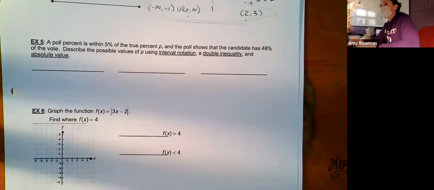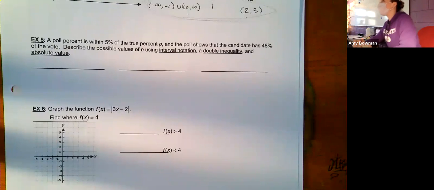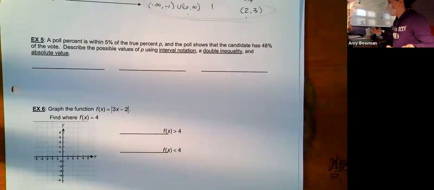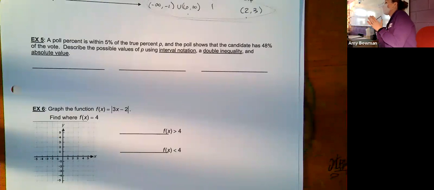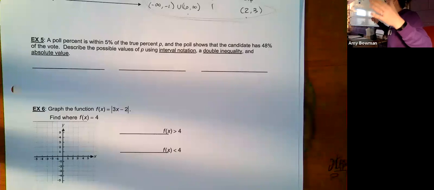So this is a timely problem. A poll percent is within 5% of the true percent. So polls are not 100% accurate. You know that. We use a small sample to guess the outcome of a huge population. So a poll percent is always within a certain percentage of accuracy. And in this case, it's within 5% of the true percent. The poll shows that a candidate has 48% of the vote, but it's got 5% wiggle room on both sides of that.